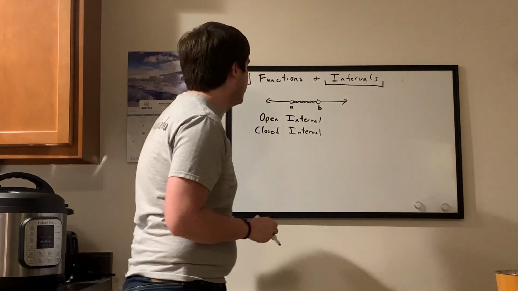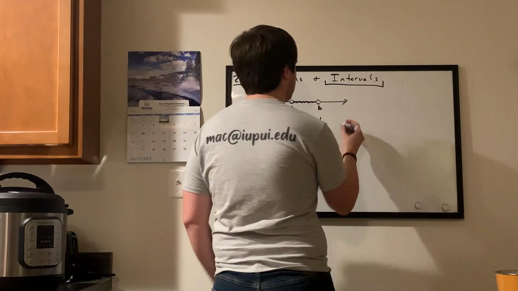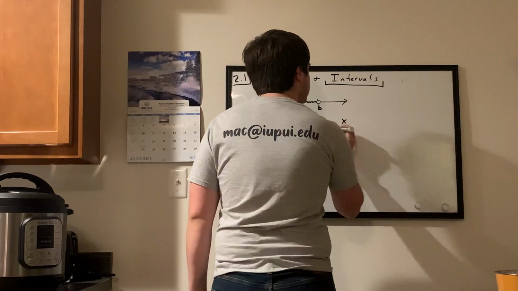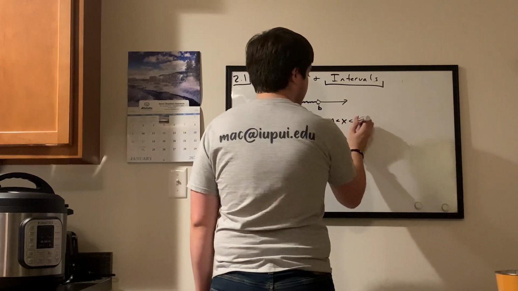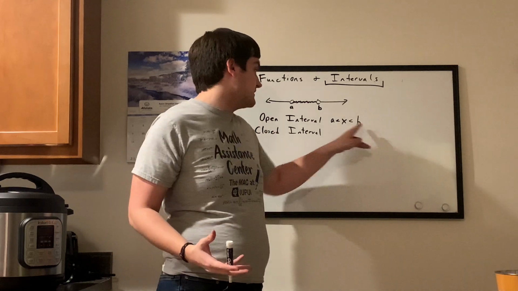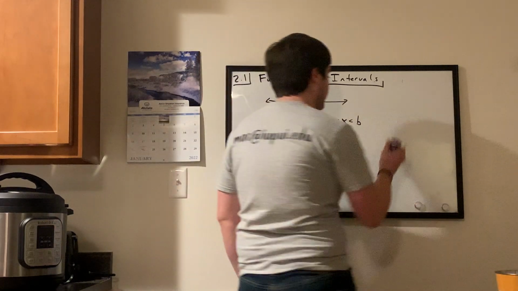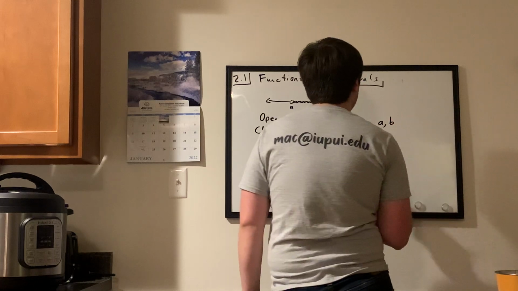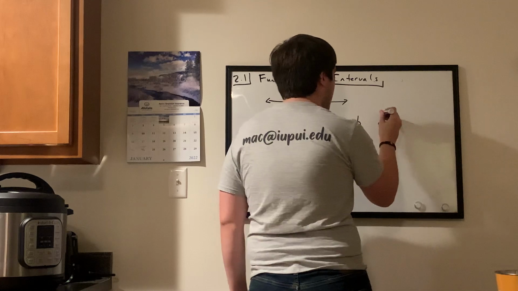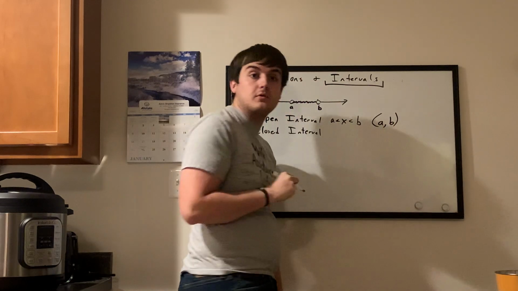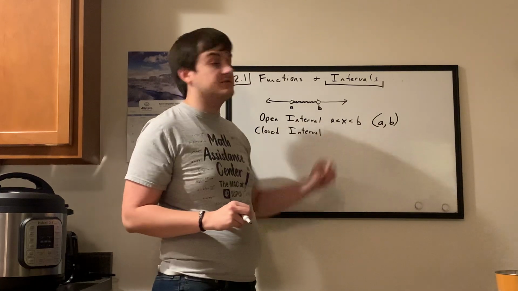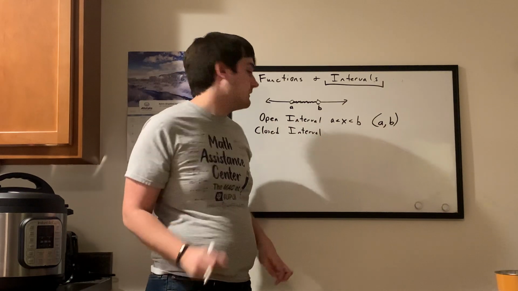How we write this is, I want all values x such that a is less than x is less than b. We can use interval notation to write this, and the way we do that is I write a comma b, and since these are both strictly less than, I'm going to put parentheses. We don't include the endpoints. We use parentheses to mark that they're absent.